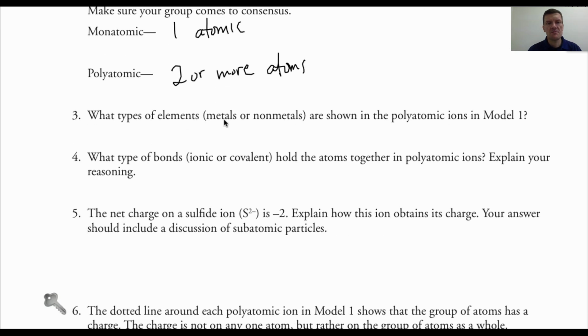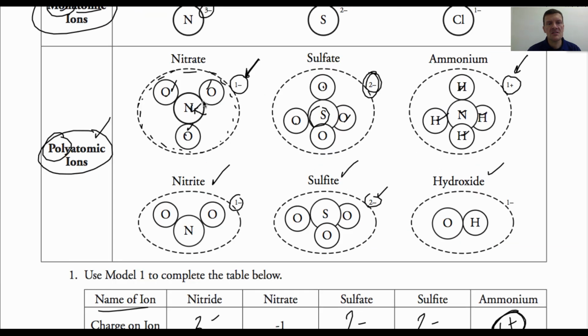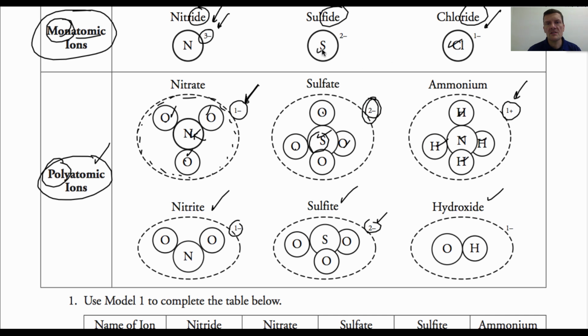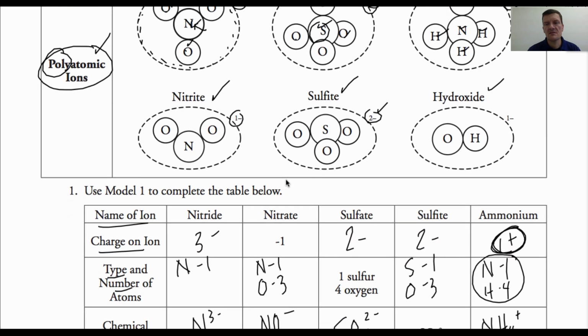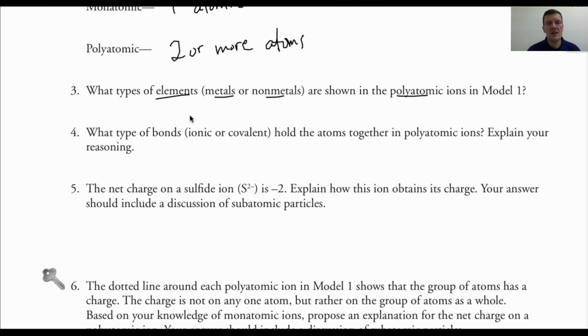What type of elements, metals or nonmetals, are shown in the polyatomic ions in Model 1? So elements here, metals or nonmetals, are shown in the polyatomic ions. All of these: oxygen, nitrogen, sulfur, chlorine, there's sulfur, nitrogen again, and hydrogen, you've got hydrogen here. All of those are non-metals.